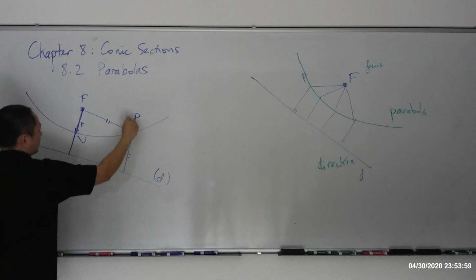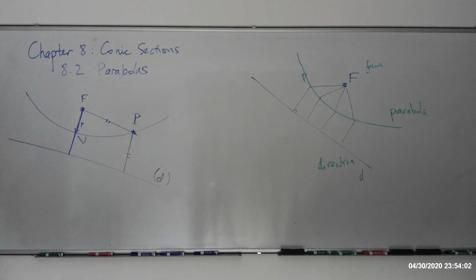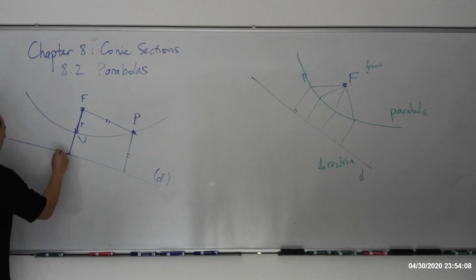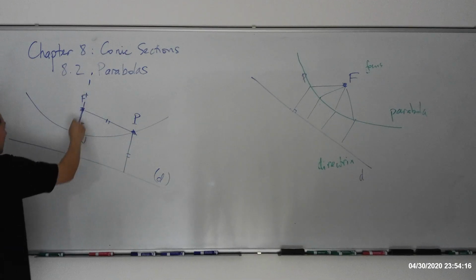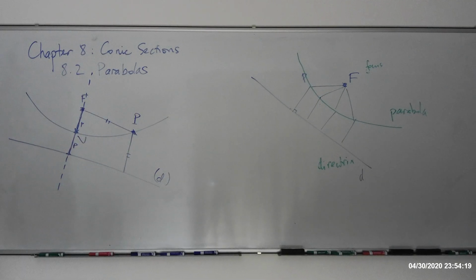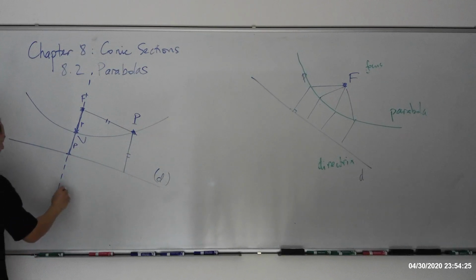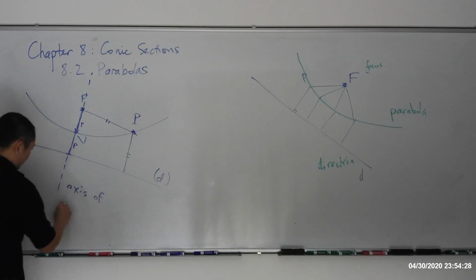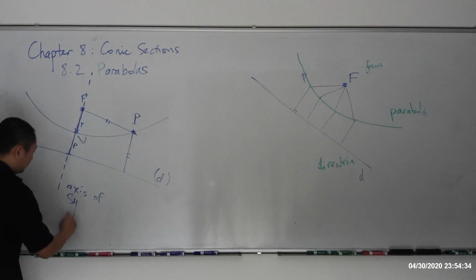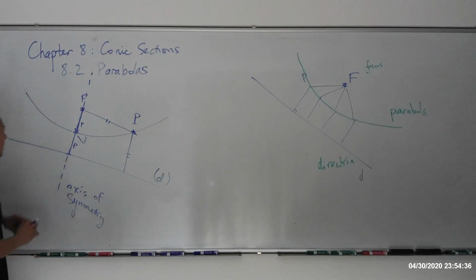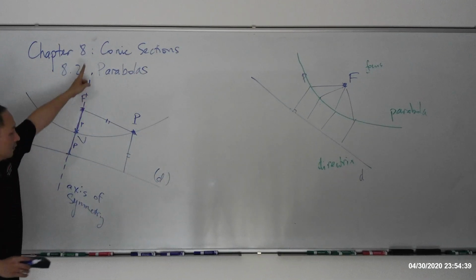And we're going to name this shorter distance little p. Okay? This is a capital P that stands for point, and this is a lowercase p that stands for the distance from the focus to the vertex. And this is also the distance from the vertex to the line D because they have the same distance. Okay? This line right here, as we learned before, is the line through the vertex and perpendicular to the directrix line. This line is called the axis of symmetry. And that means that the parabola will be symmetrical about that dotted line right there.